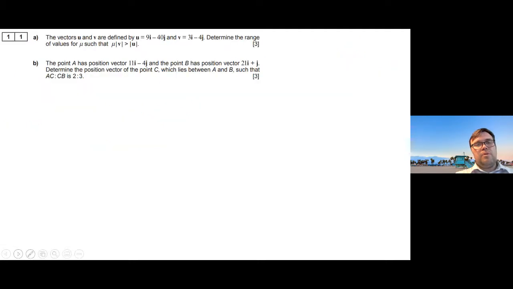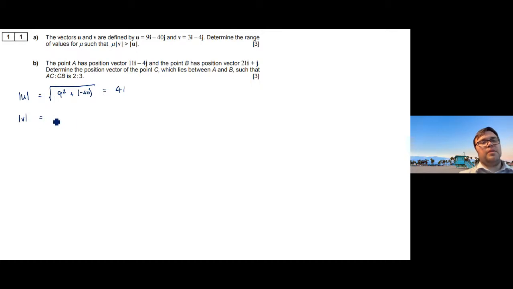And have I got time for one more? I will have a look at the vectors and then I'll finish. So the vectors u and v are defined by u equals and v equals. Determine the range of values for lambda such that lambda mod v is greater than mod u. So let's do mod u, which is just basically Pythagoras. So wherever u is, it's going to be each of the numbers squared, added together, because you're looking at the magnitude of it, the length of it, and putting that in your calculator it is root 41.